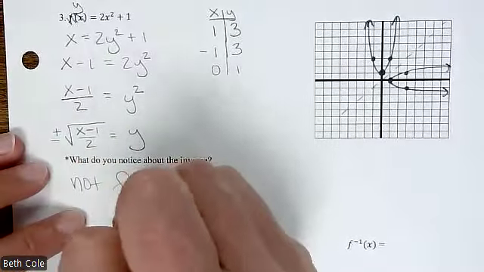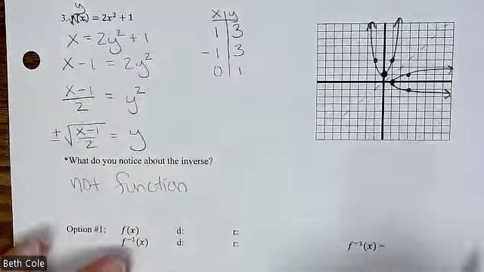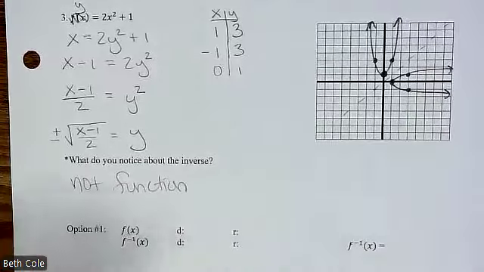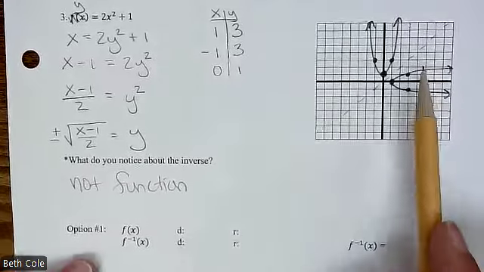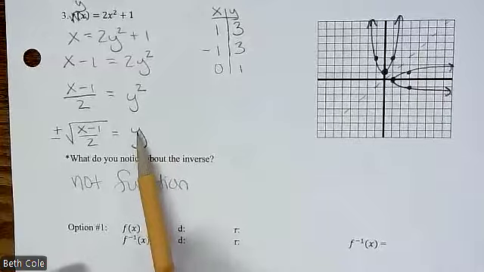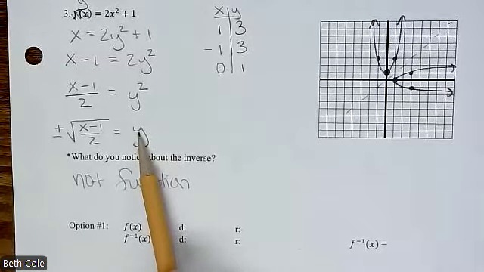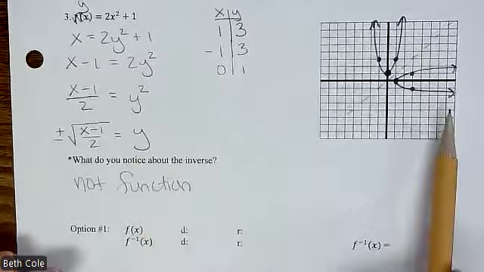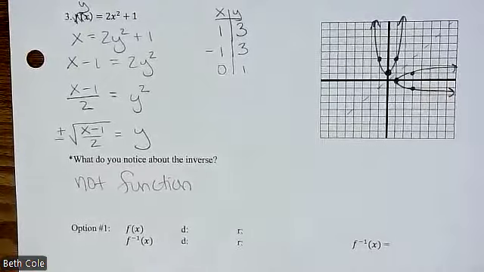Why not? Yeah, it fails the vertical line test. There we go. I got it out of you. It fails the vertical line test. That's why I didn't write f inverse here, because it's not an inverse function. It's a graph, but it fails your vertical line test, so it's not a function.